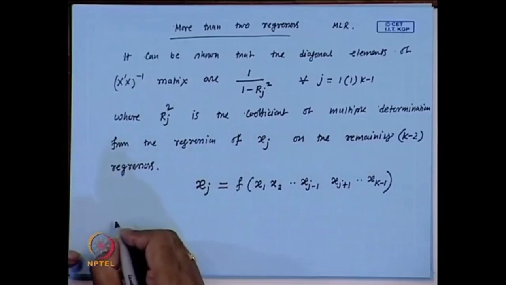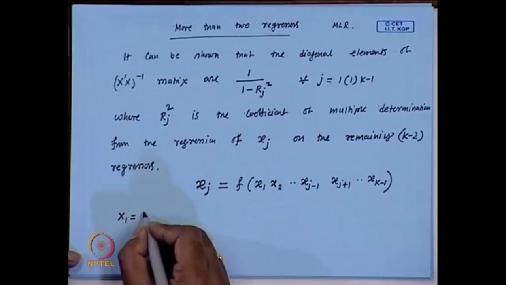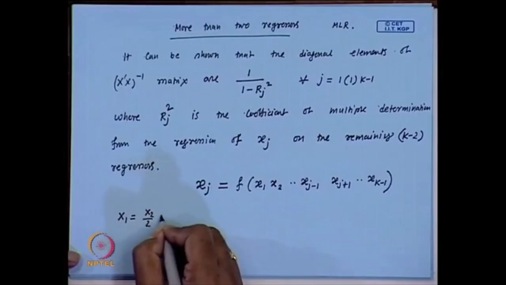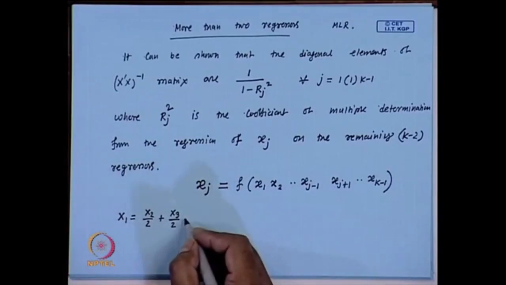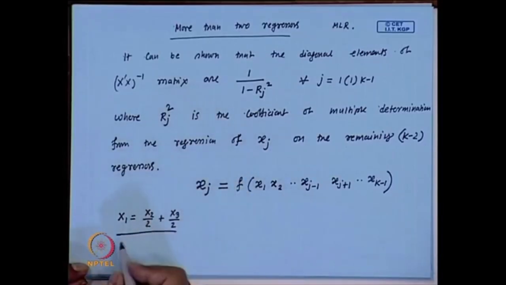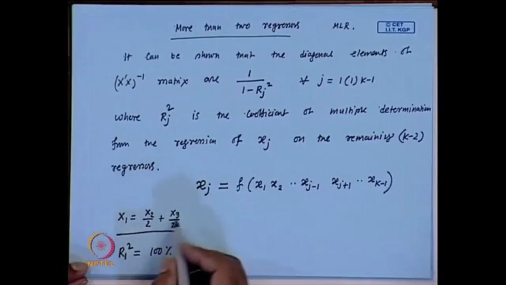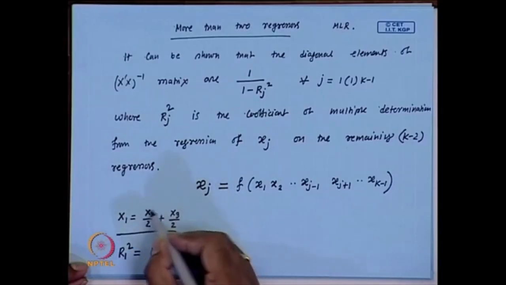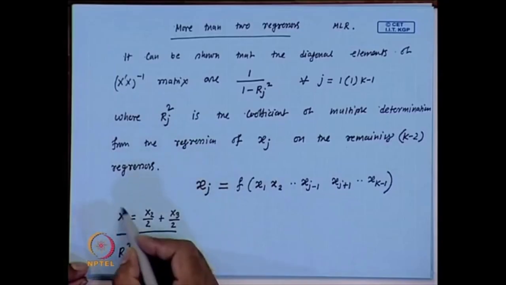Right. So here the model tries to express xj in terms of the remaining regressors. If you recall my first example today, we checked that x1 is equal to x2 by 2 plus x3 by 2, and this is true for all the observations we had. The coefficient of multiple determination for this example is basically R1 square, and R1 square is 100% because x2 and x3 can explain hundred percent of the variability in x1.